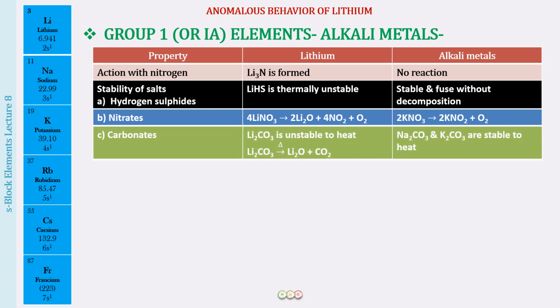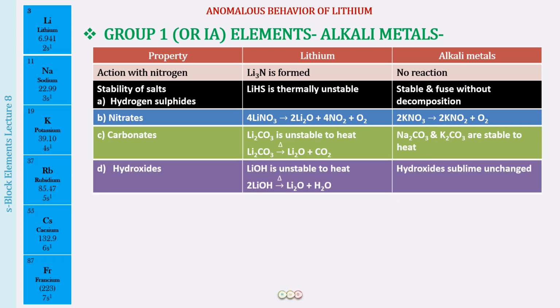The next we have is the carbonates. Again, this is what we discussed in the last lecture in detail. Lithium carbonate is unstable to heat, whereas the rest of the carbonates are stable to heat. Lithium carbonate will decompose into lithium oxide and carbon dioxide. Why and how is what we discussed in detail in the last lecture. The next we have is hydroxides. Again, a similar trend: lithium hydroxide is unstable to heat, forming lithium oxide and water, whereas the rest of the hydroxides will sublime unchanged.